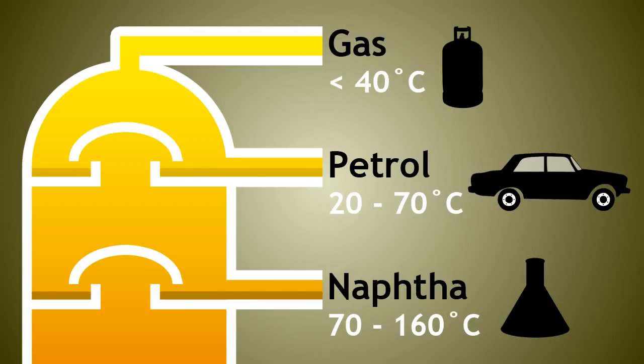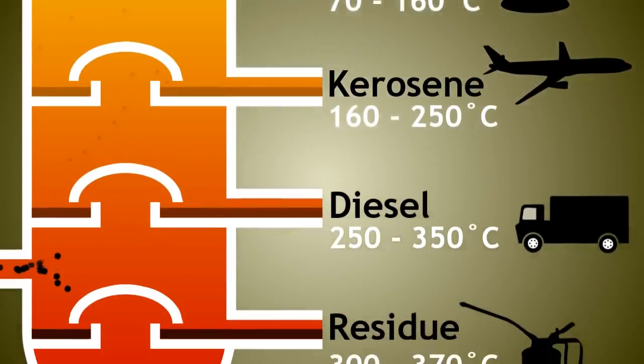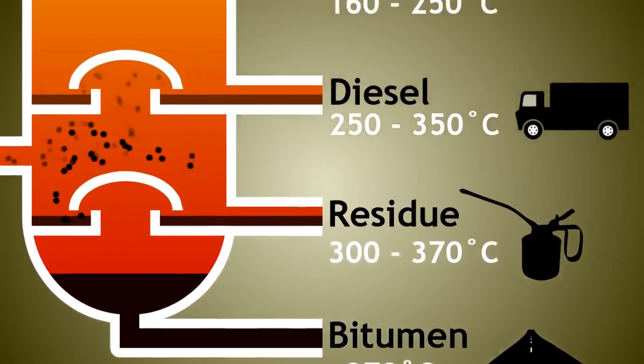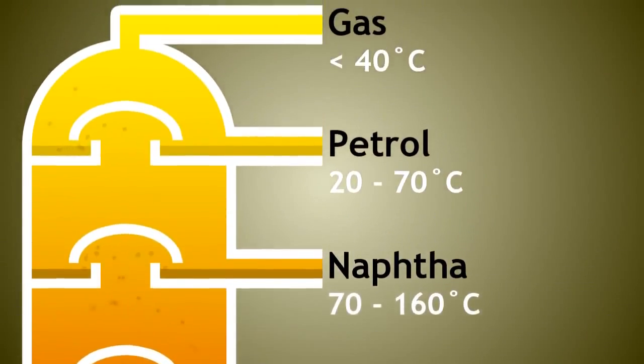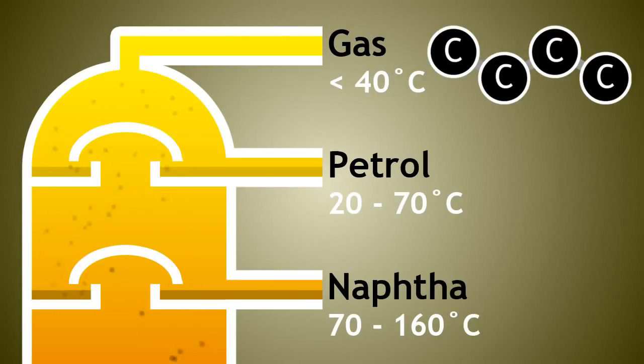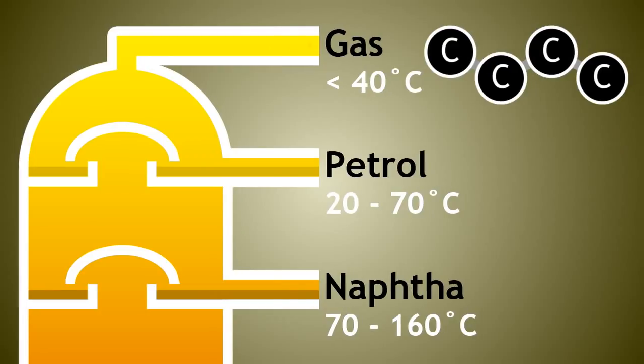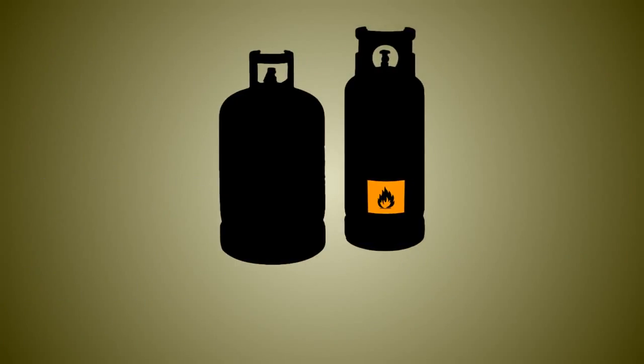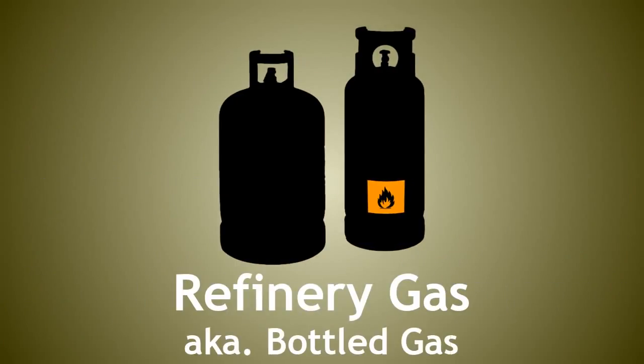We will now take a look at some of the common fractions as we move down from the top of the fractionating column. Some of the smallest molecules are between 1 and 4 carbons in length. This fraction has such a low boiling point that it is still a gas when it is removed from the very top of the fractionating column. This fraction is known as refinery gas or bottled gas.